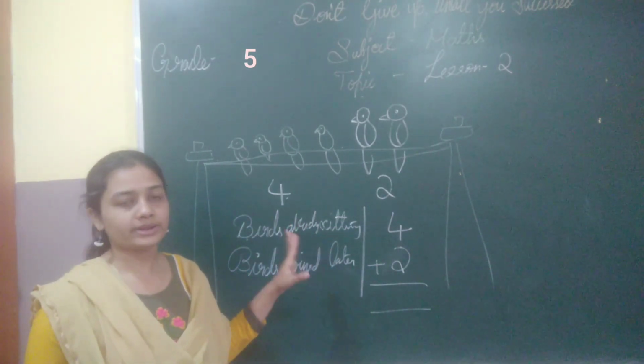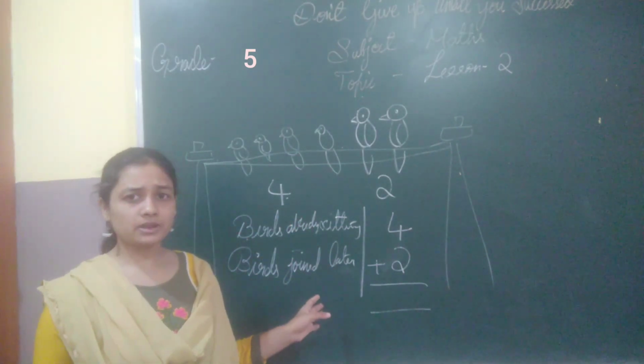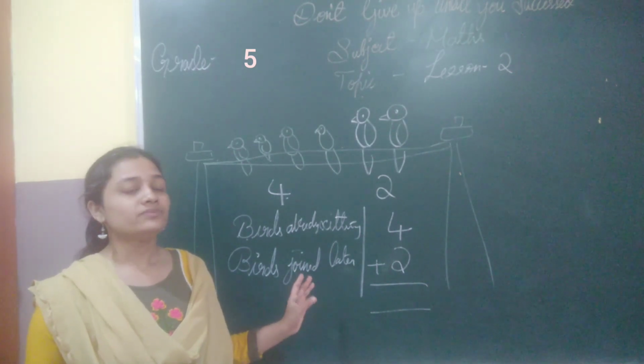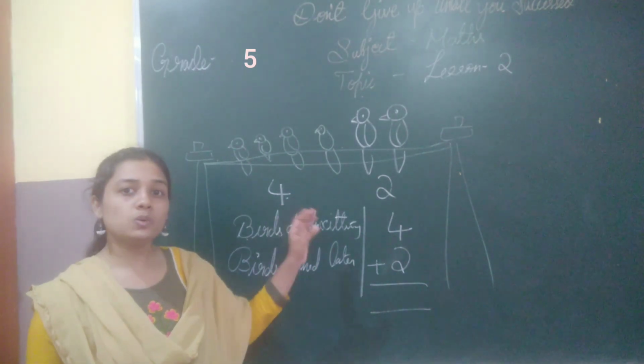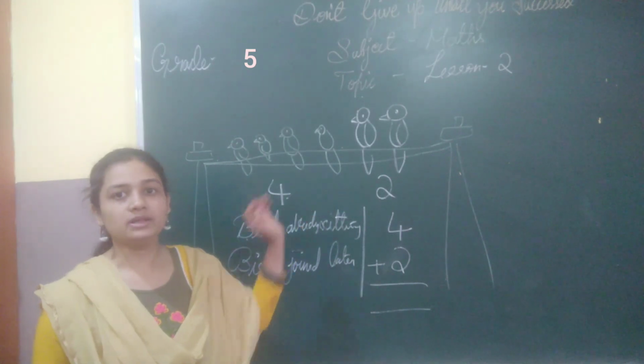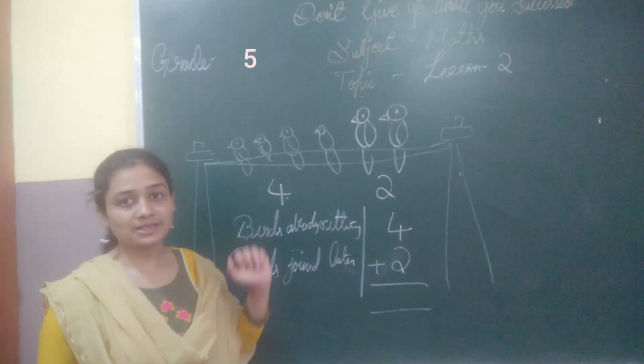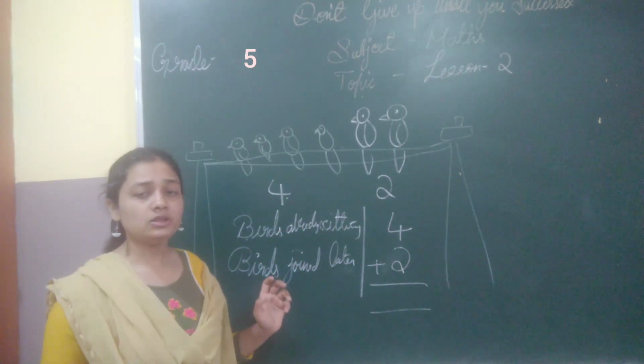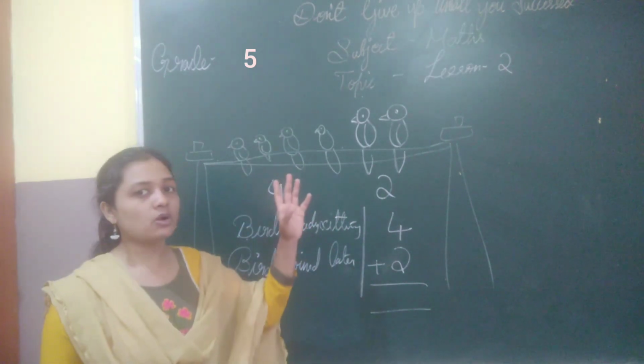And what is the final statement? How do you find that? For that, you should see the question mark statement in the question. What is the question I am asking in this story? I am asking you to tell how many birds are there all together.